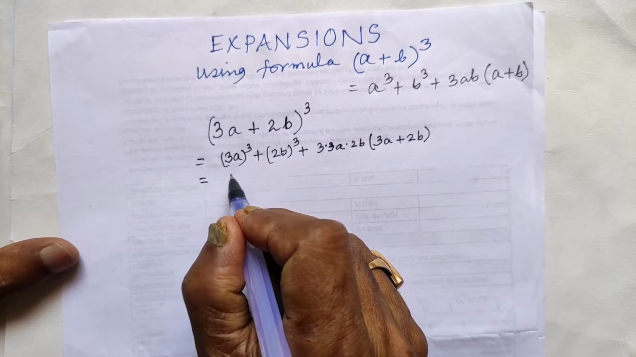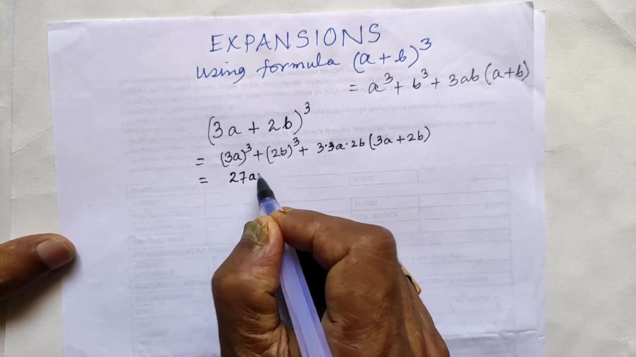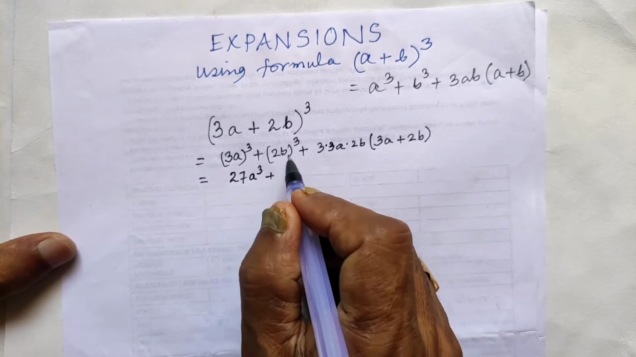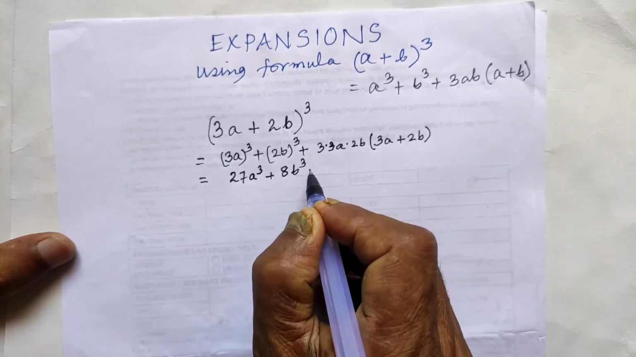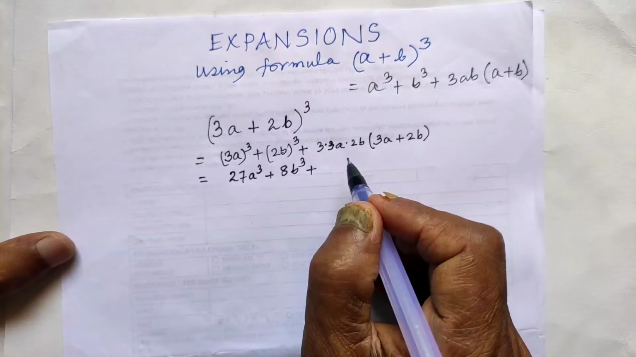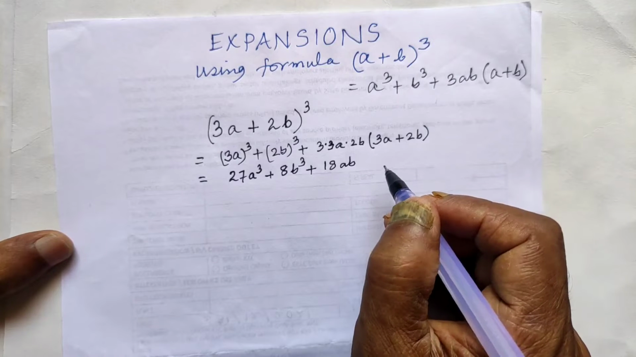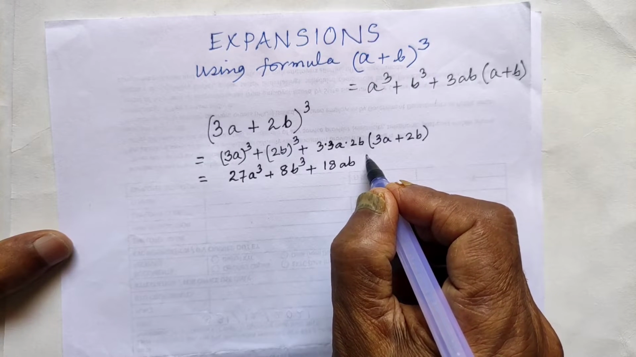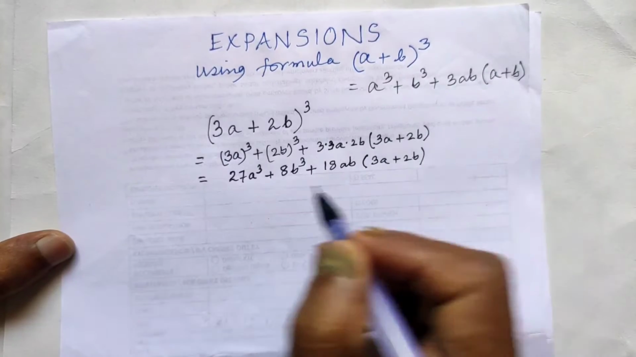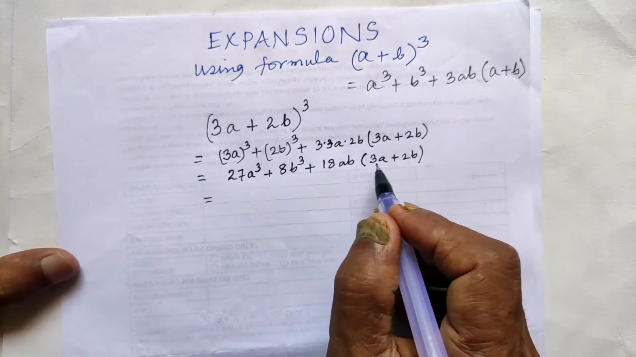So, 3 threes are 9, 9 threes are 27, and when you multiply a three times, it becomes a cube, all right. Similarly, here 2 twos are 4, 4 twos are 8, so 8b cube, plus 3 threes are 9, 9 twos are 18, 18 a and b, and then you see over here it is written 3a plus 2b. Now this part is almost over, but only your work is left, okay. You have to work it out.